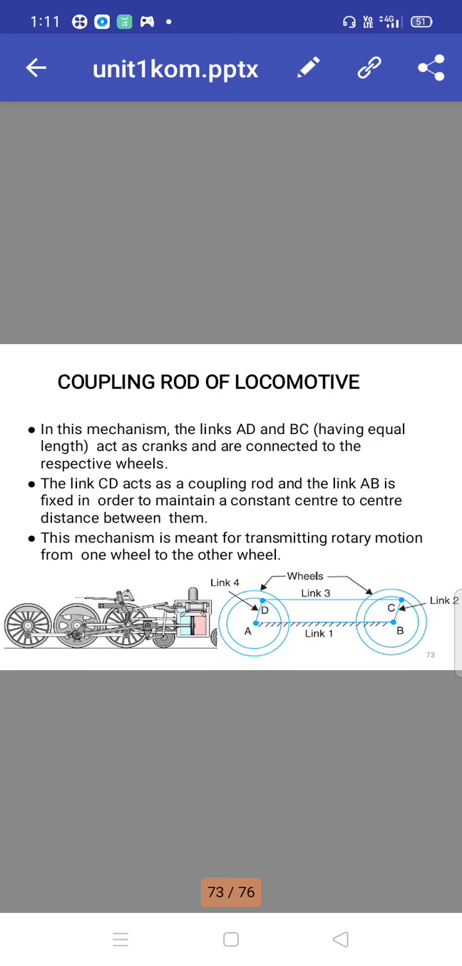Then, coupling rod of locomotives. In this mechanism, the links AD and BC act as cranks and are connected to respective wheels. The link CD acts as a coupling rod and the link AB is fixed.